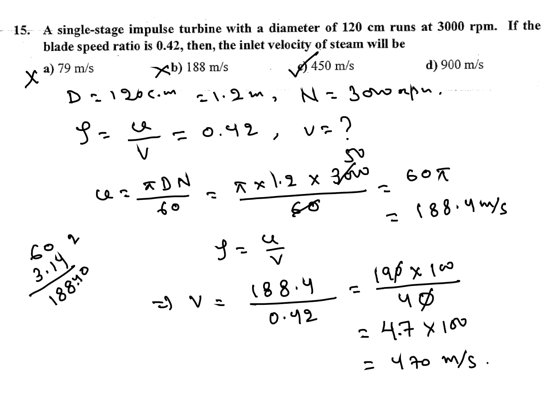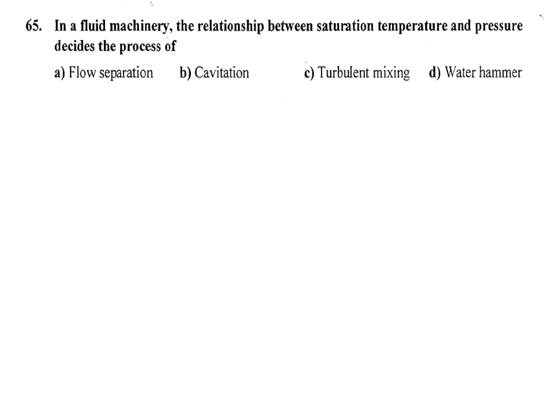In fluid mechanics, the relationship between saturation temperature and pressure decides the process of: A, flow separation; B, cavitation; C, turbulent mixing; D, water hammer. The relationship between saturation temperature and pressure decides the process of cavitation. So B is our answer.